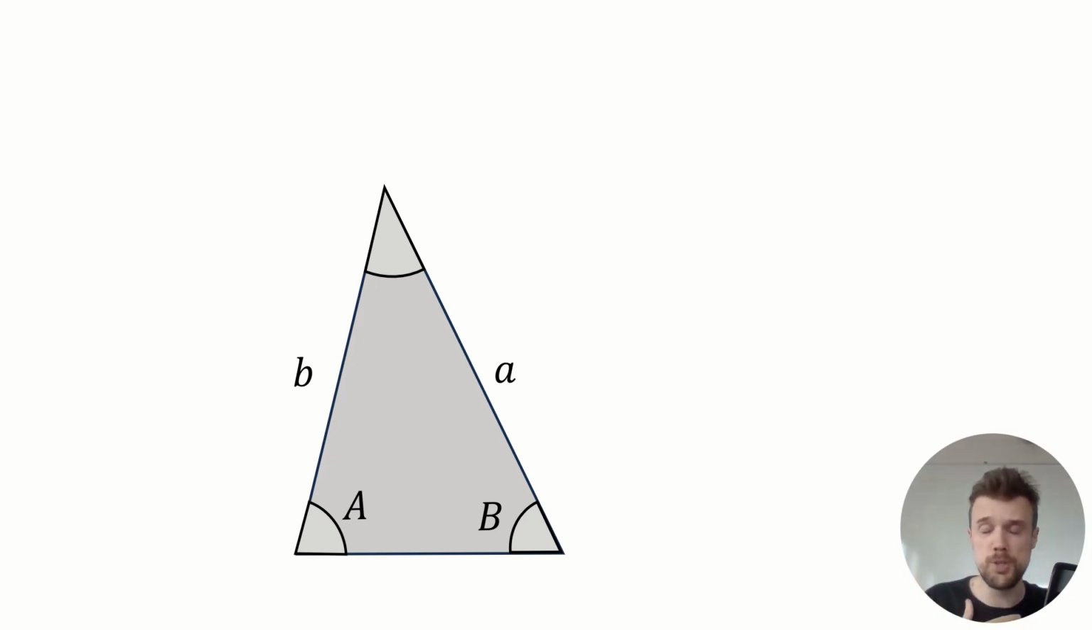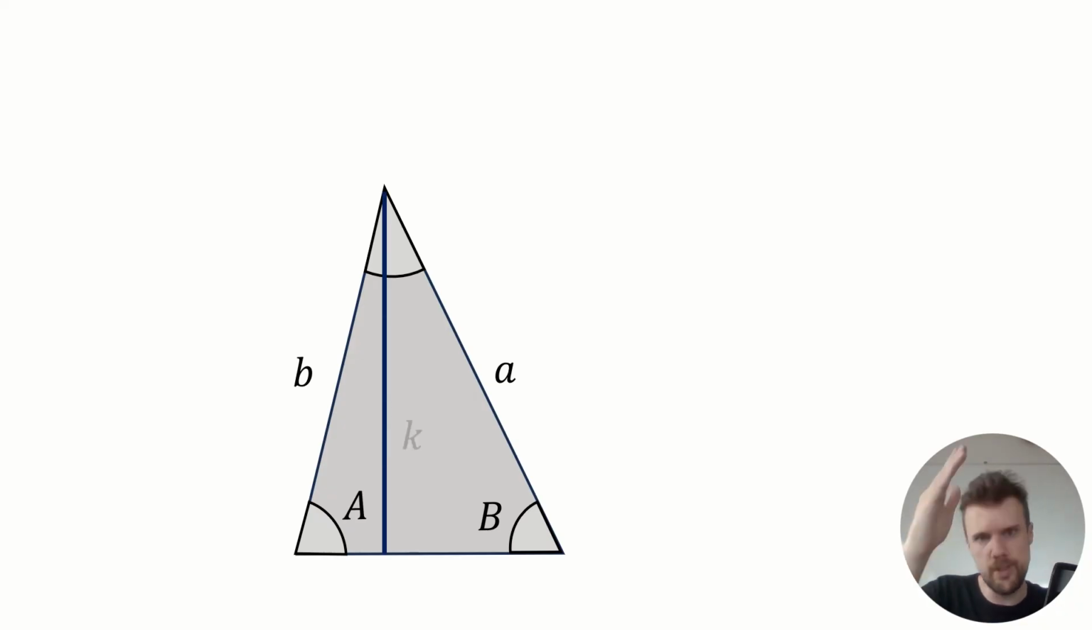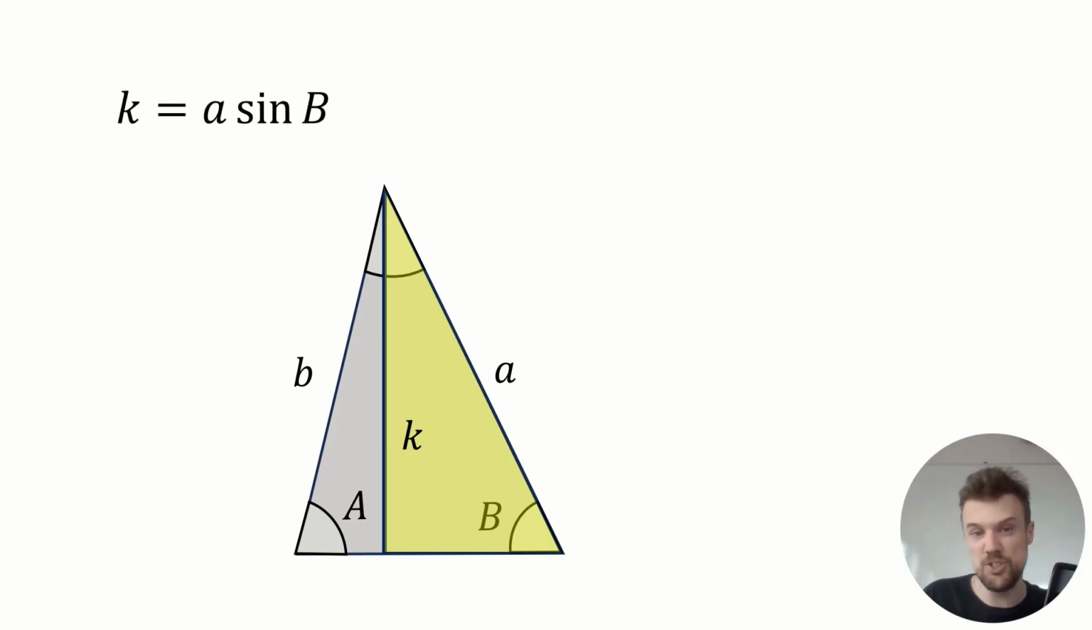So you're welcome to pause the video and have a go at doing this stuff yourself and then see whether you get the same as me. But if you'd rather watch me do it, well, we're again going to draw a line from the top to the bottom that's at a right angle. I'm going to label it K this time. Use the right angle triangle on the right to do some trigonometry. That will tell you that K is equal to A lots of sine B.